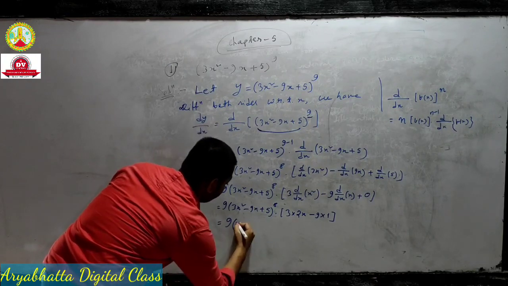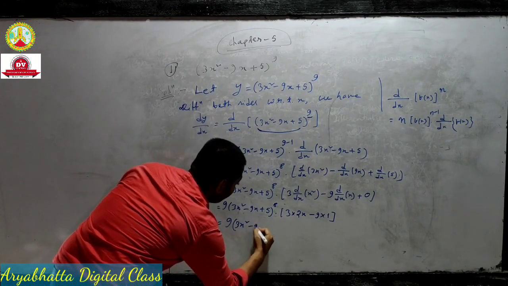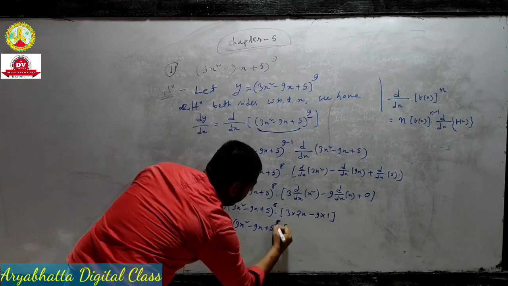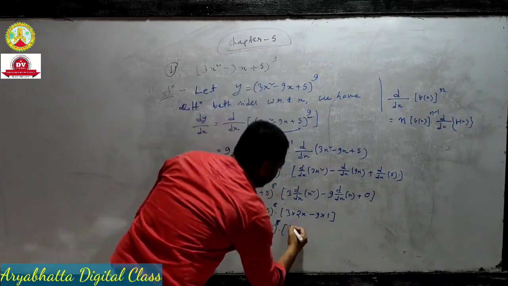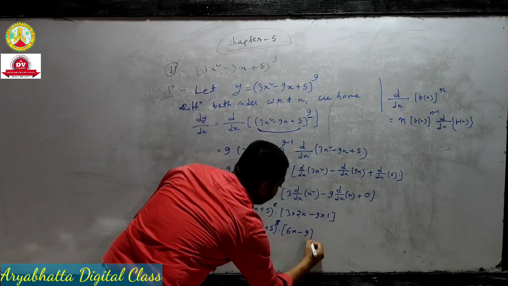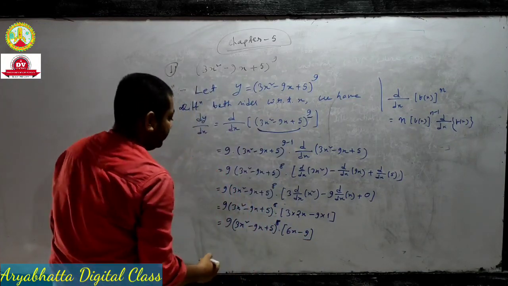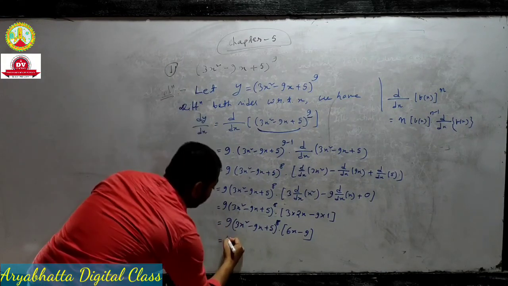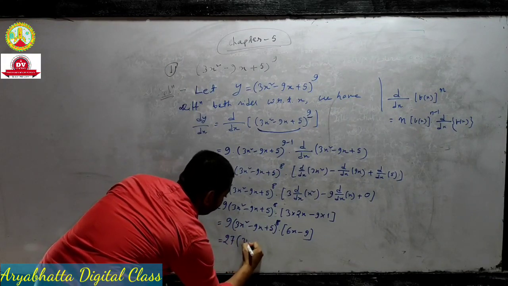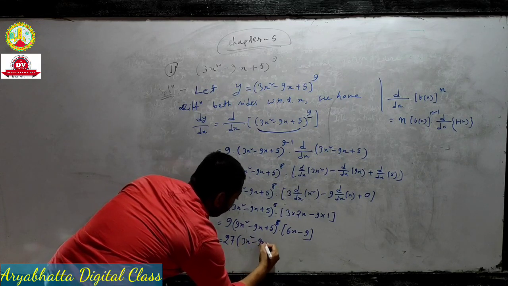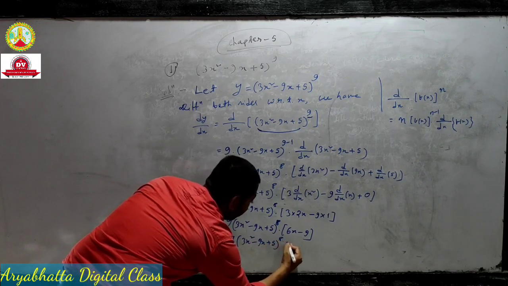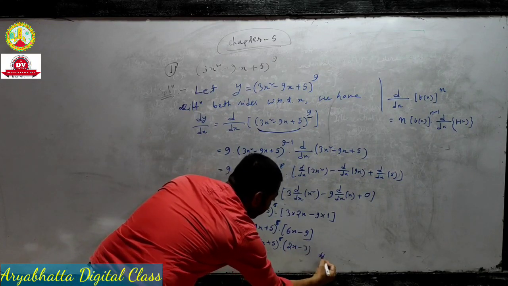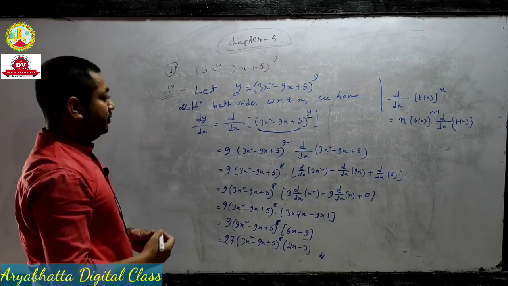This is equal to 9 into 3x squared minus 9x plus 5 whole to the power 8 into 6x minus 9. Taking 3 common, 9 times 3 is 27, into 3x squared minus 9x plus 5 whole to the power 8 into 2x minus 3. This is the required answer.